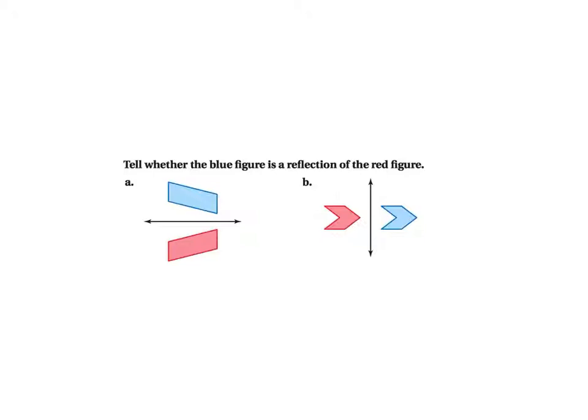For A and B, tell whether the blue figure is a reflection of the red figure. Now try this one on your own. The vertices of a quadrilateral are (-2, 5), (-1, -1), (-4, 2), and (-4, 4). Draw this figure on an x and y axis, and then draw its reflection over the y-axis.